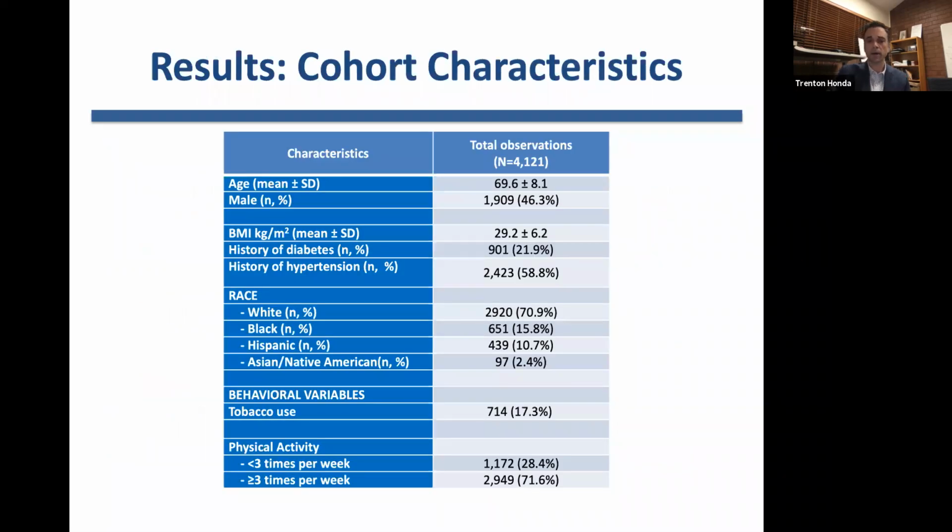So our cohort demographics, you can see a relatively high mean age of around 70 and a little bit less than 50% male. The average BMI was close to the obese range, and about 21% of people had diabetes, and close to 60% had hypertension, which is very consistent with the national data for the US, which is reassuring that we're looking at a nationally representative cohort.